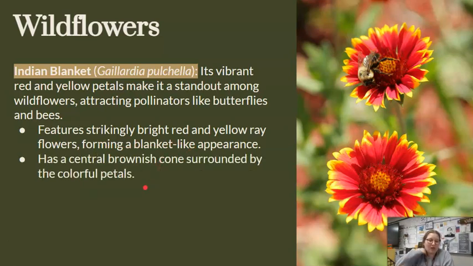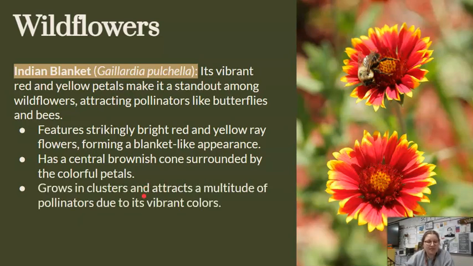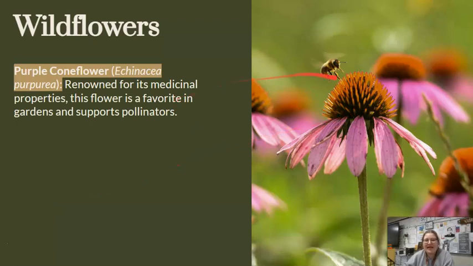It has a central brownish cone surrounded by colorful petals. And it grows in clusters and attracts a multitude of pollinators due to its vibrant colors. We see that bee in the picture. And then the last wildflower is purple coneflower.